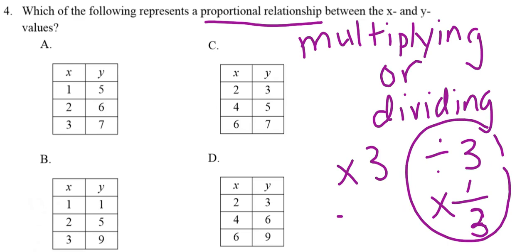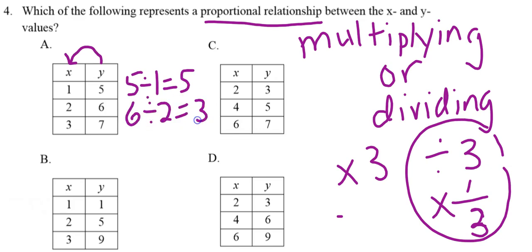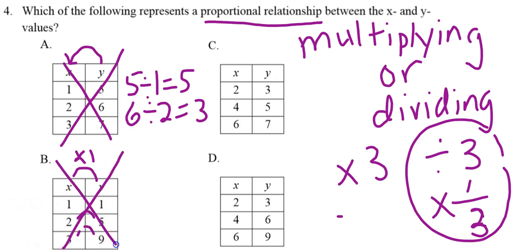All right, so if we look at the tables, we can just use our calculators. We can divide y by x, so 5 divided by 1 is 5. 6 divided by 2 is 3. So you can see that this is not proportional because if it was, it would be the same number. For the table down here, if you look at the relationship another way, 1 times 1 is 1, but 2 times 1 is not 5, 3 times 1 is not 9, so that one is not proportional.